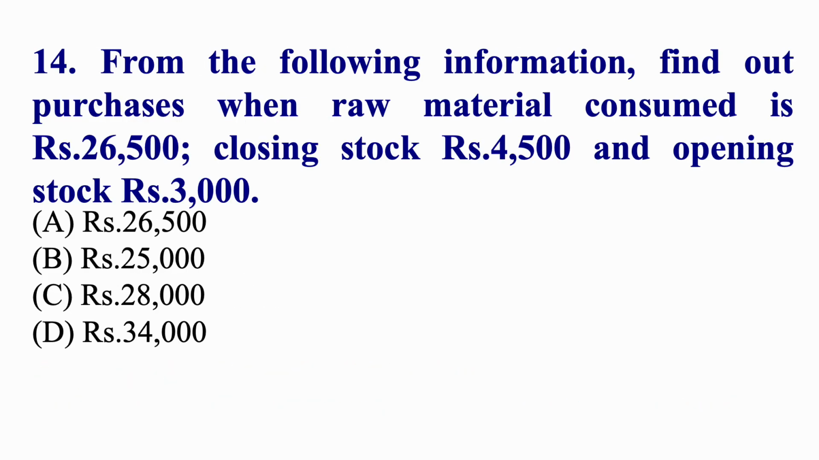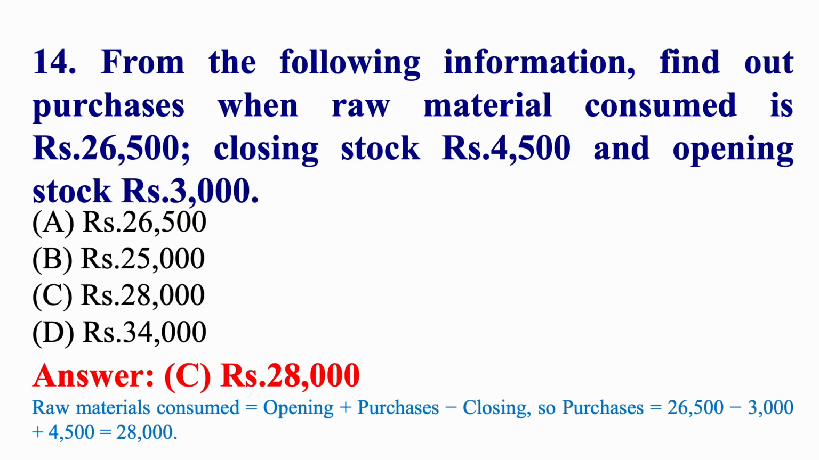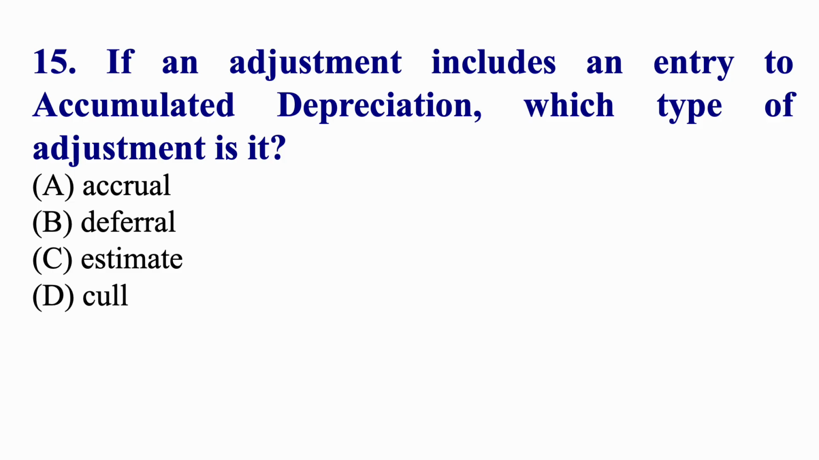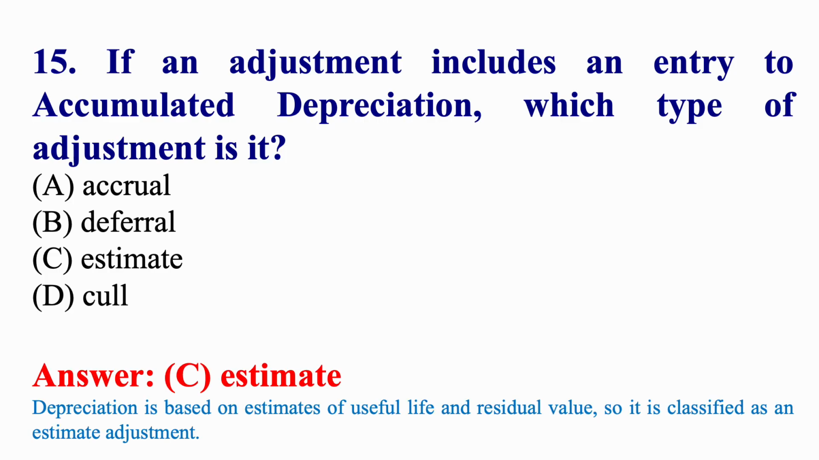From the following information, find out purchases when raw material consumed is rupees 26,500, closing stock is rupees 4,500 and opening stock is rupees 3,000. Rupees 28,000. If an adjustment includes an entry to accumulated depreciation, what type of adjustment is it?